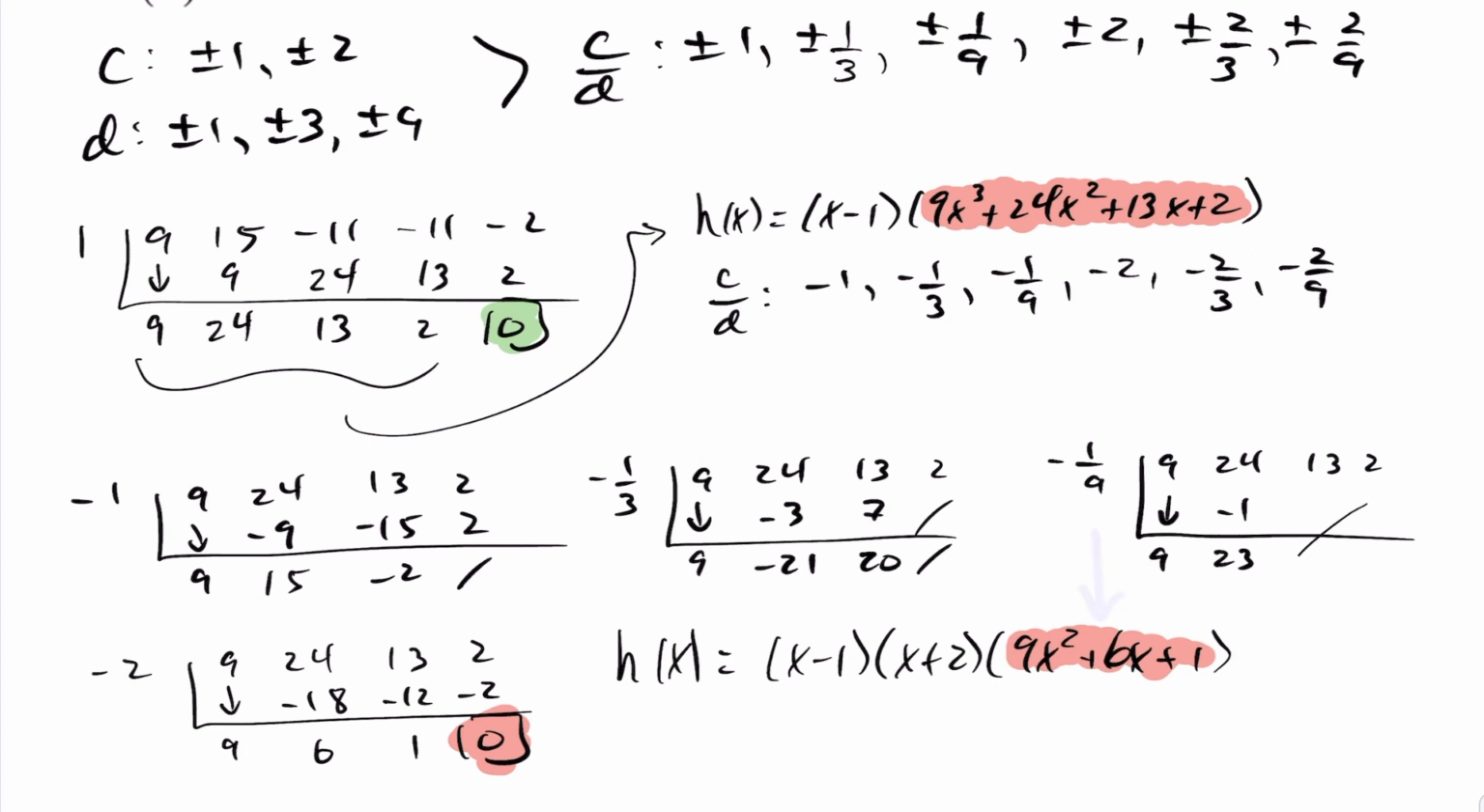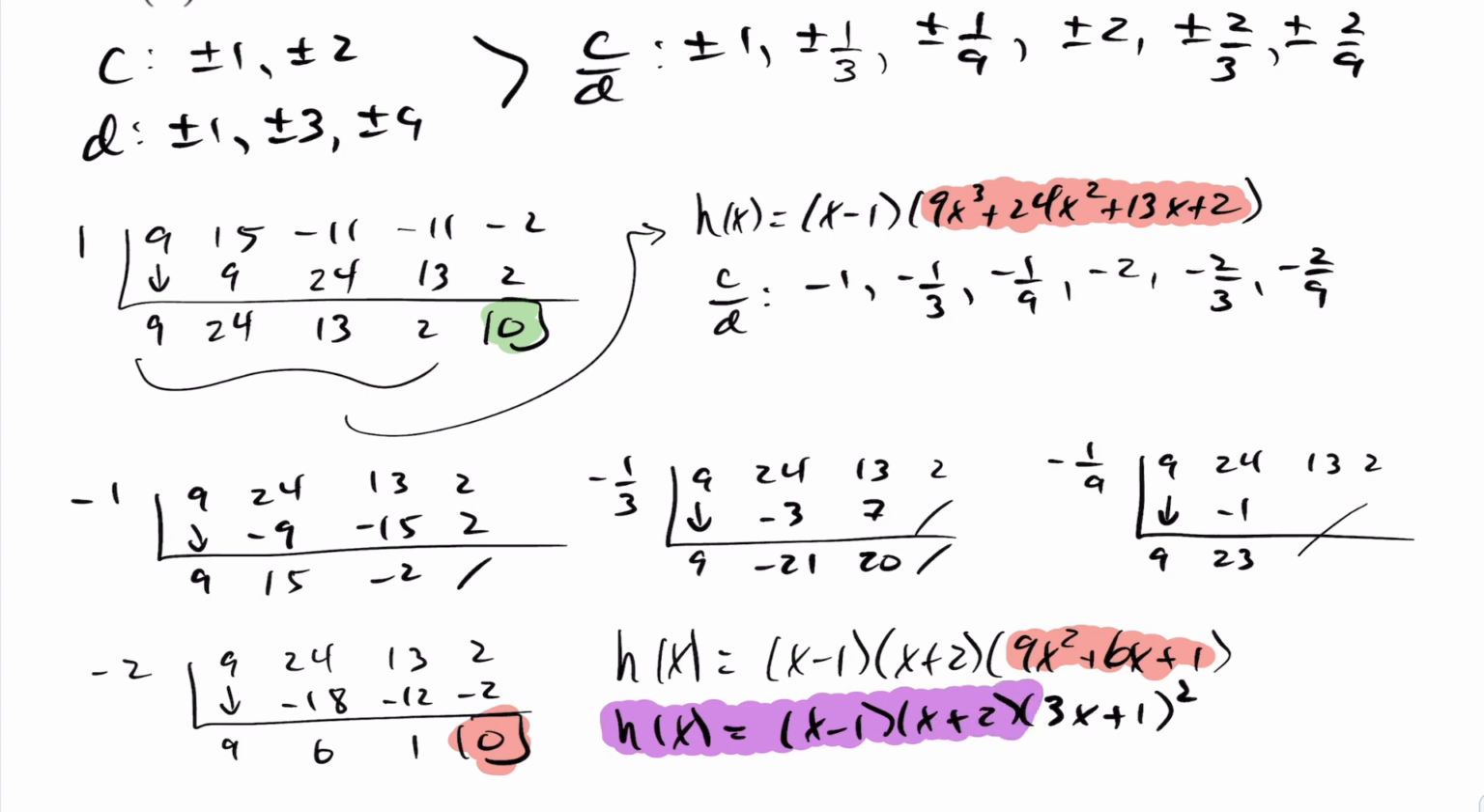The following quadratic is a perfect square, and our final answer is h of x is x minus 1 times x plus 2 times 3x plus 1 quantity squared. And we get our fully factored polynomial. This has roots at 1 with a multiplicity of 1, -2 with a multiplicity of 1, and minus a third with a multiplicity of 2. Again, as a reminder, when you add up those multiplicities, you get the degree of the polynomial itself, which in this case was 4. Let's take a look at some more examples.